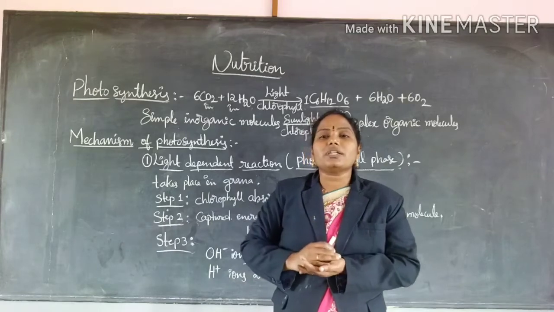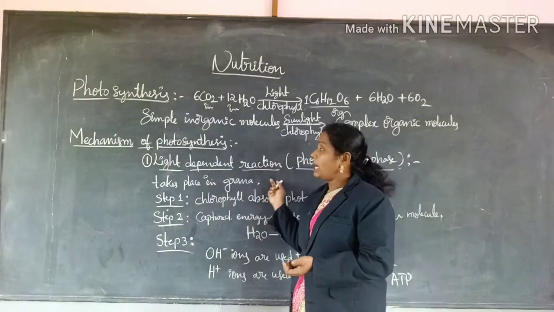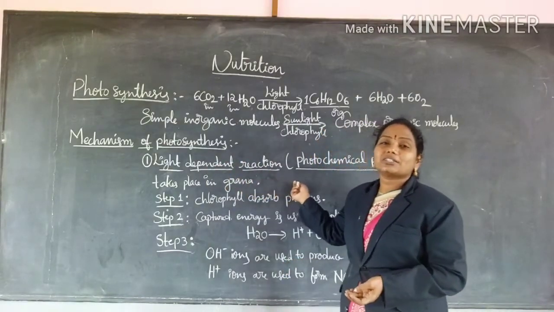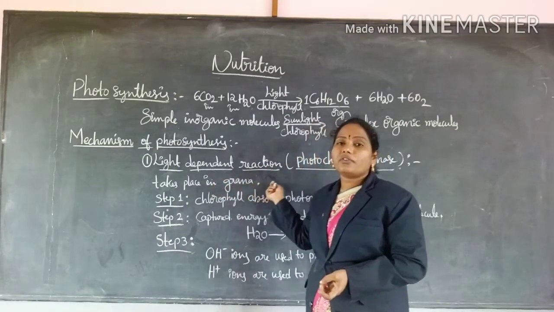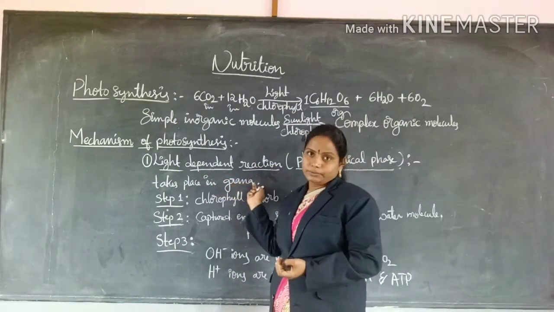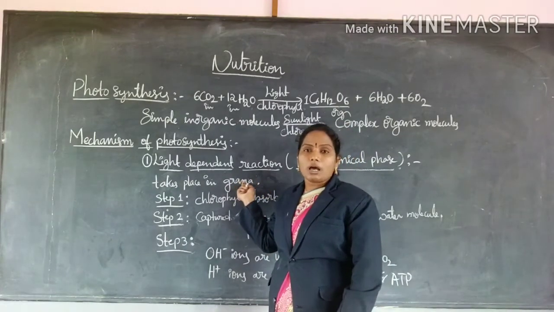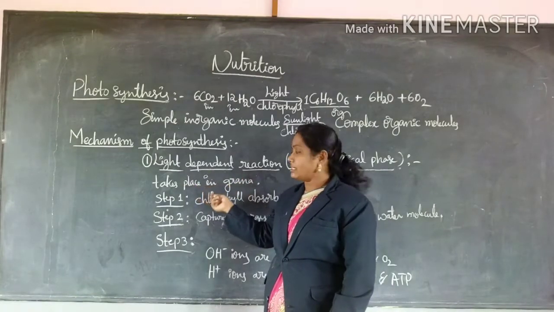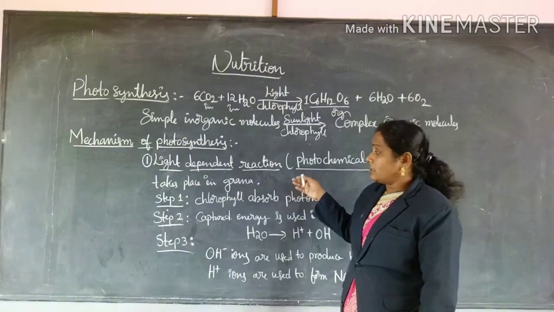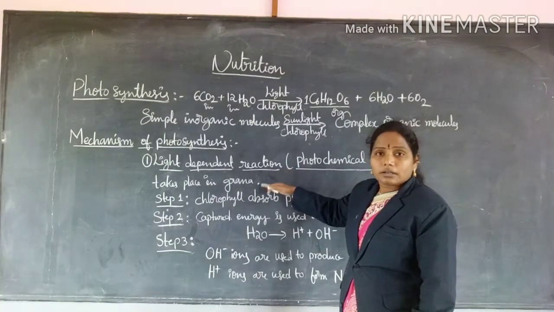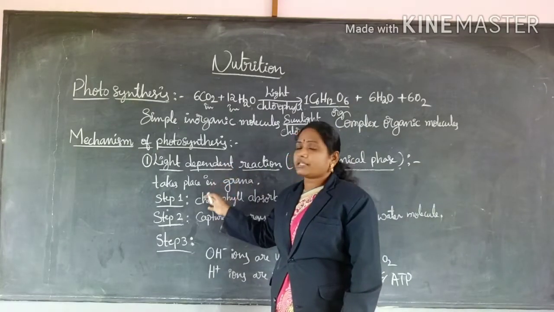Each one is called what? Thylakoid. So in the thylakoids of granum, the light-dependent reaction goes on. Where does the light-dependent reaction go on? Here in granum. So first of all we can say that the light-dependent reaction goes on in grana.